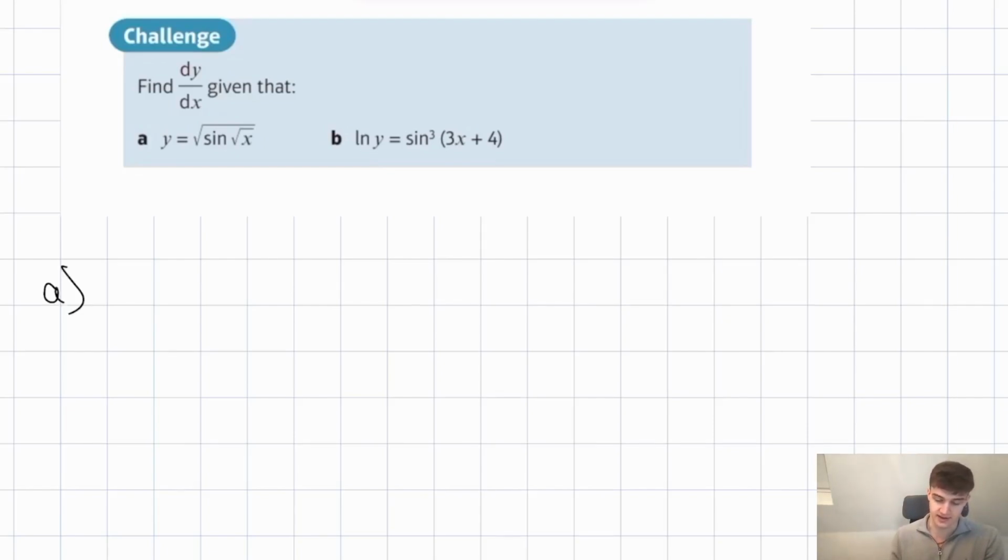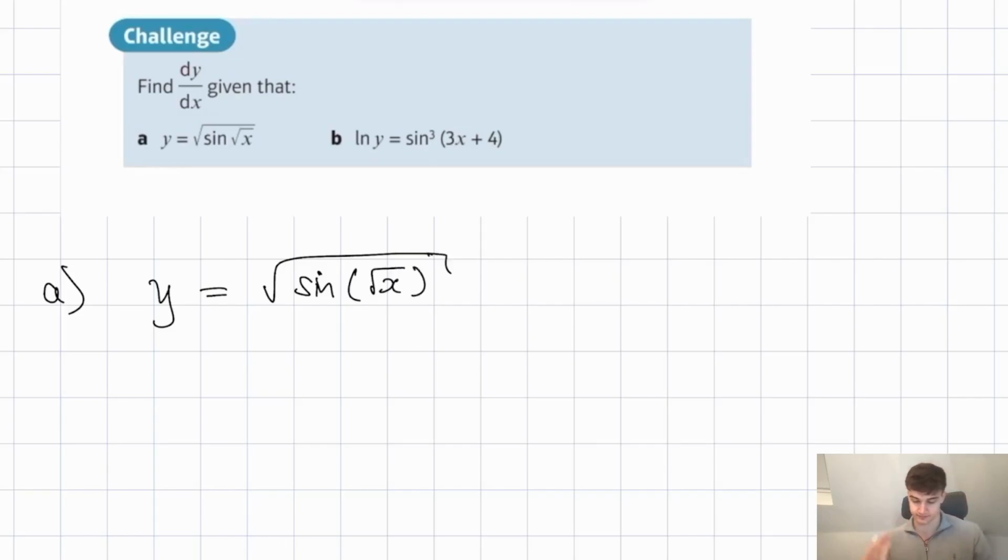Start with part A. We've got y is equal to the square root of sine of the square root of x. Now, once you get good at these, you may be able to do the differentiation without explicitly making any substitution. So I'm not going to do that now because I think it will be confusing, but certainly when you have situations like this, it starts to become a little bit less cumbersome to do that.